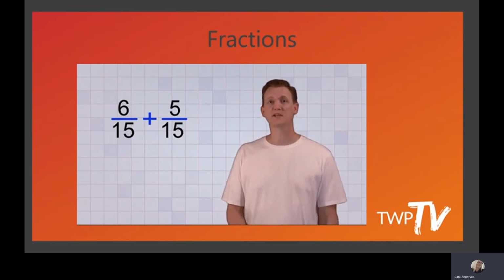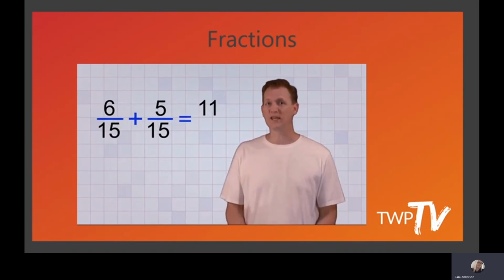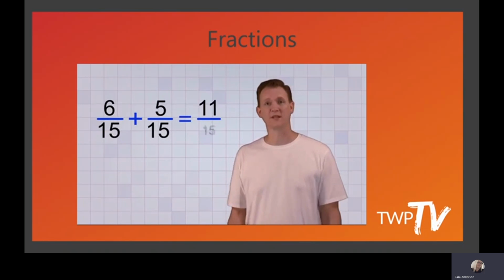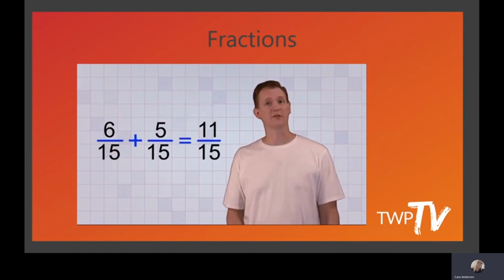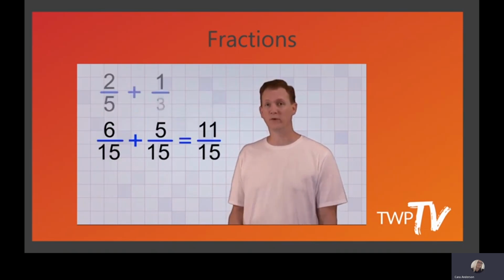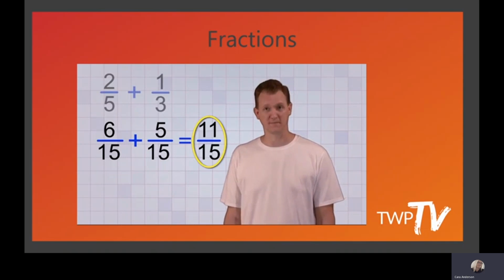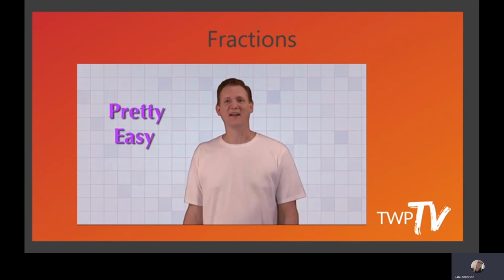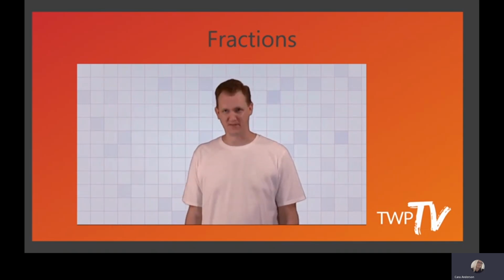We add the top numbers, 6 plus 5 equals 11, and then we keep the same bottom number, which is 15. So that means the answer to 2/5 plus 1/3 is 11/15. That's pretty easy, huh? All right, let's see one more example of this method.